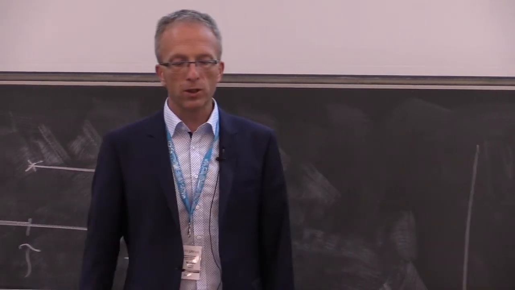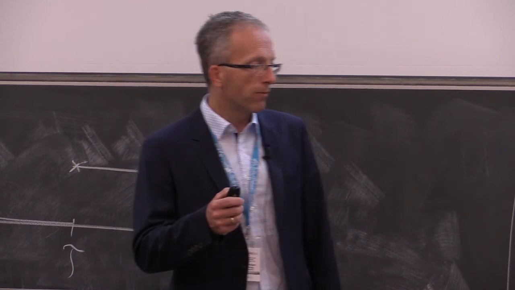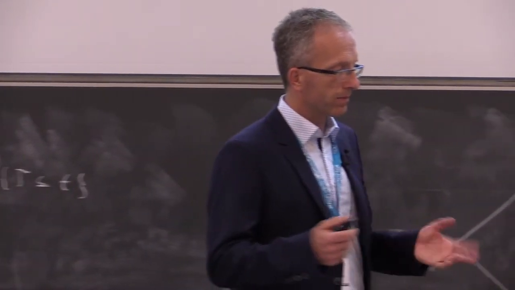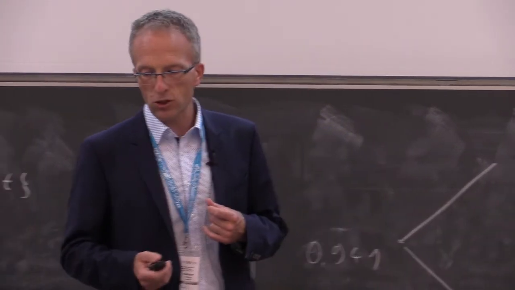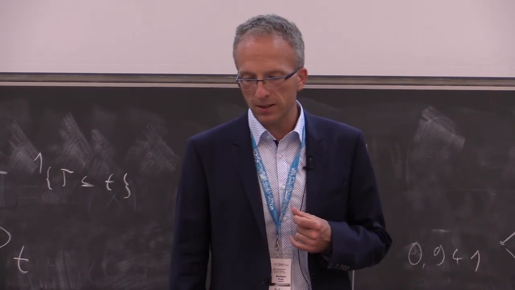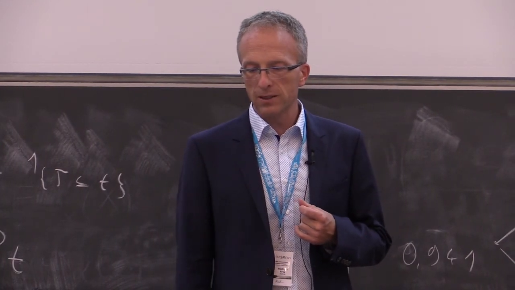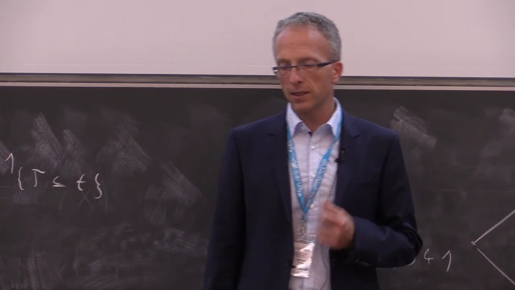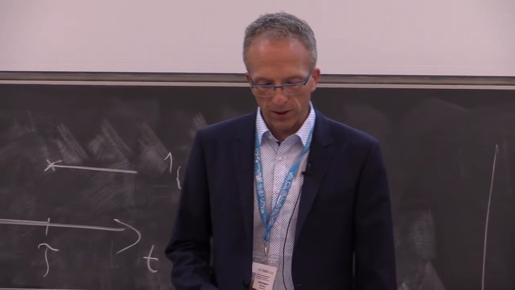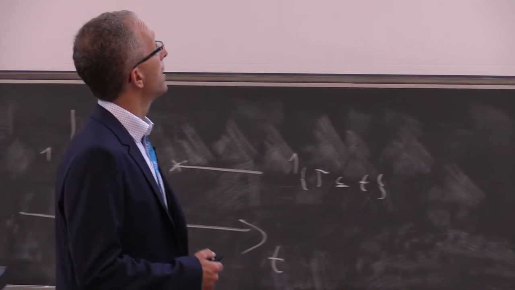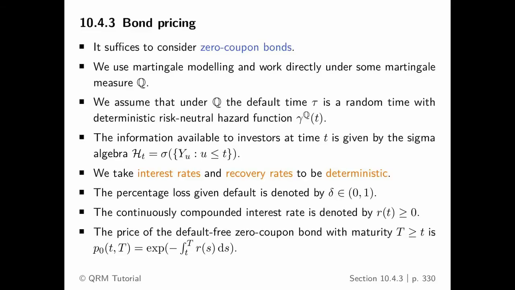Percentage loss given default is delta, so in case default happens, a certain percentage of the notional is lost, and that's this delta. R(t) is the continuously compounded interest rate, and the price of a default-free zero coupon bond with maturity T is exp(-∫_t^T R(s) ds). And if R is constant, that's of course equal to exp(-R(T-t)). That's the setup.